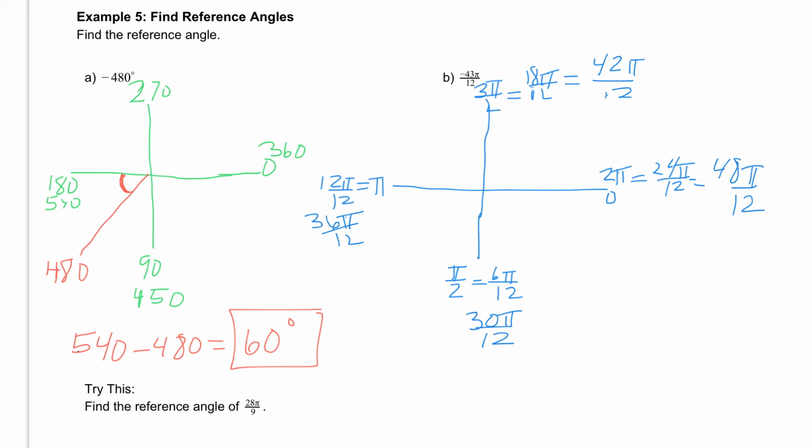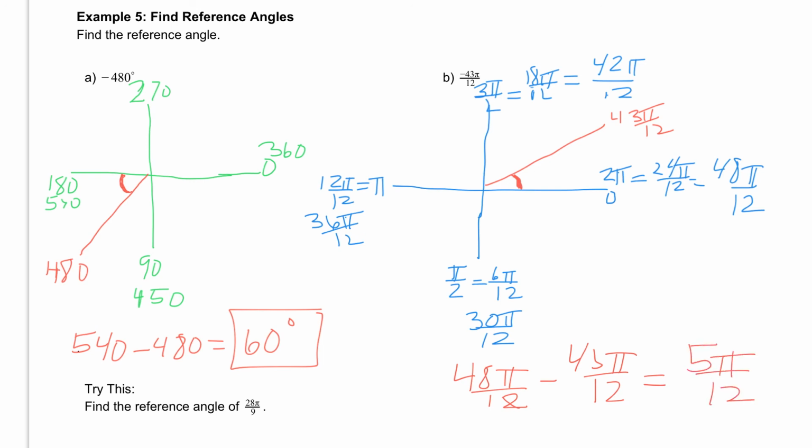Then we're looking for negative 43 pi over 12, which should fall between 42 and 48. Remember, we're rotating this way. So as we come through, negative 43 pi over 12 has to lie somewhere in this first quadrant, which means the reference angle we're looking for is right here. So if this is 43 pi over 12, we need to find the difference between 43 pi over 12 and 48 pi over 12. So basically we're taking 48 pi over 12 and subtracting 43 pi over 12, which would give us a reference angle of 5 pi over 12.